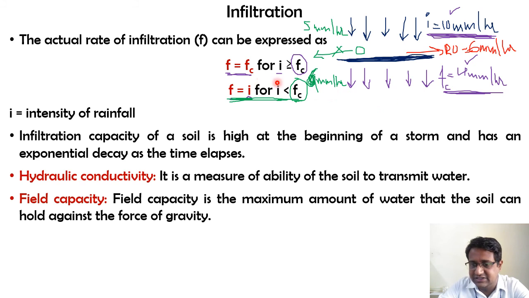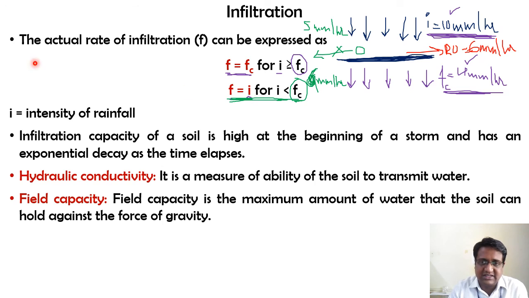Again I'll repeat: for intensity of rainfall greater than or equal to infiltration capacity, your infiltration rate will become equal to infiltration capacity, first point. For intensity of rainfall less than the infiltration capacity, your infiltration rate will equal the intensity of rainfall. So this is how you express the interrelationship between the intensity of rainfall, infiltration rate, and the infiltration capacity.